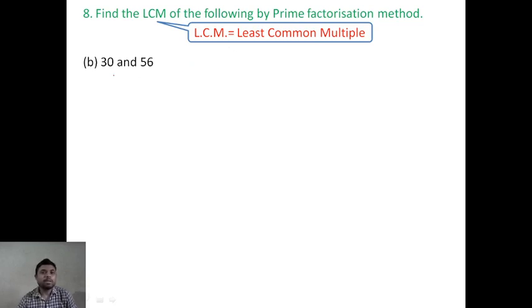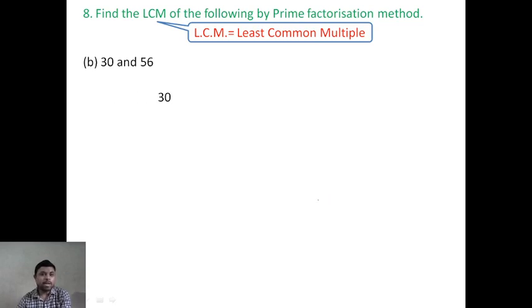Okay, that means two numbers are given. Of these two numbers, there are so many common multiples. Among those common multiples, which is least. So we will do here as instructed, by prime factorization method. See, first step. What is the first step? The first step is to do the prime factorization.